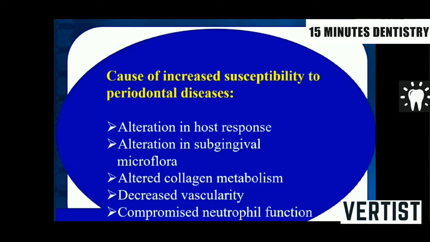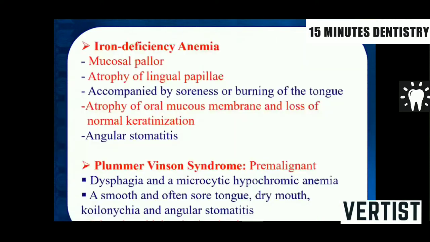Still, for record and for history's sake, Greenspan is a triad of diabetes mellitus, hypertension, and find out what is next. Just remember the name. Then coming to the next, oral manifestations of anemia.